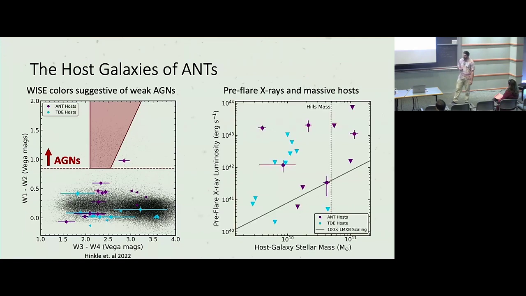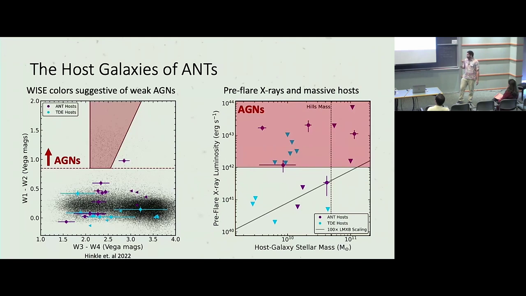If you look at the X-rays of the events prior to the flare, at least for the ones that have good enough observations or existing X-ray observations to do this, of course TDE hosts rarely, if ever, show X-rays. Partially, of course, this is a bias that we're selecting against this. But about half of the ANT hosts show X-rays prior to the flare. Some of them are immediately consistent with being an AGN in the first place, but even the ones that aren't are well above what you might expect from, say, X-ray binaries in the host galaxy.